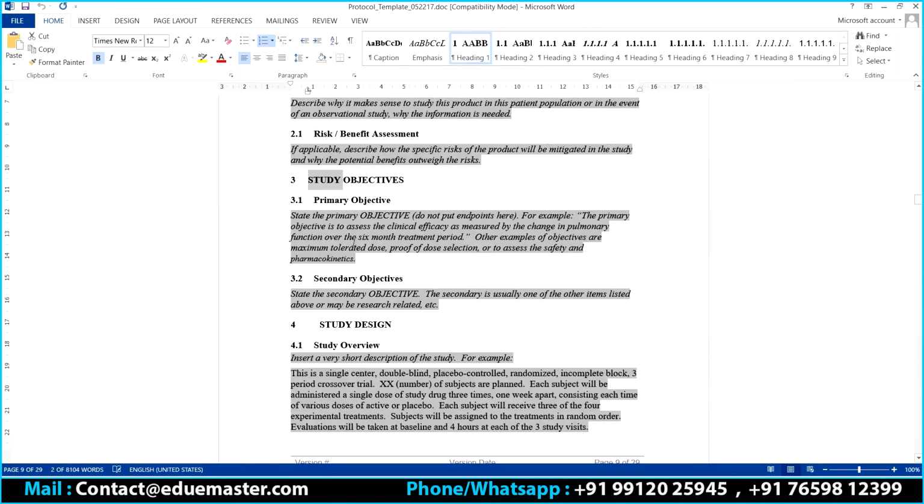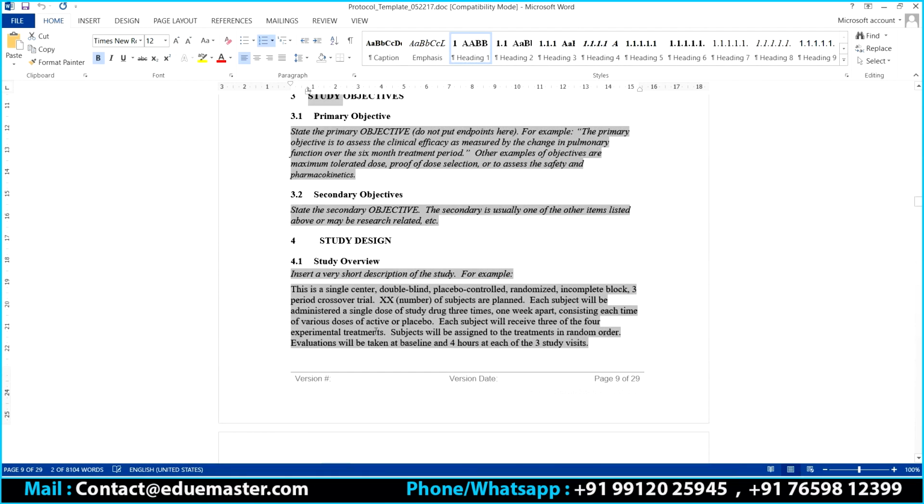Here you can see the risk or benefit section, and you can also see study objectives. What is the primary objective? What is going to be the secondary objective? What is the study design? Can you see this particular one? This is a single center, double-blinded, placebo-controlled, randomized, incomplete block, 3-period crossover trial. Can you see this? This is the study design.